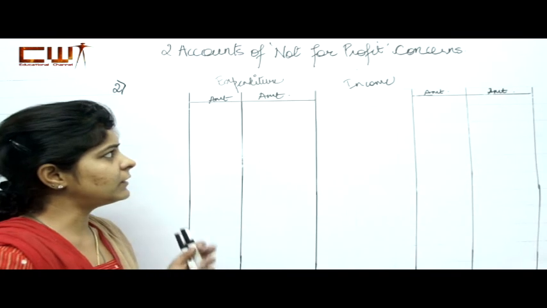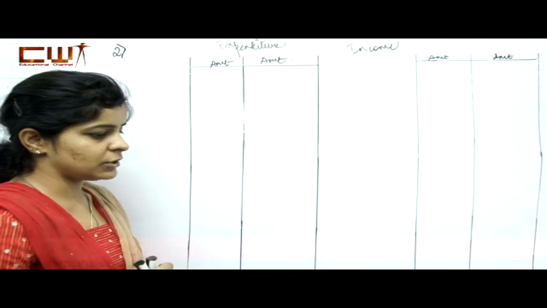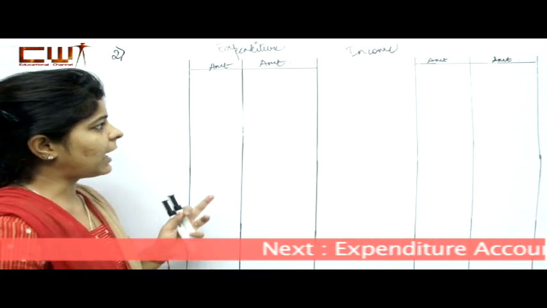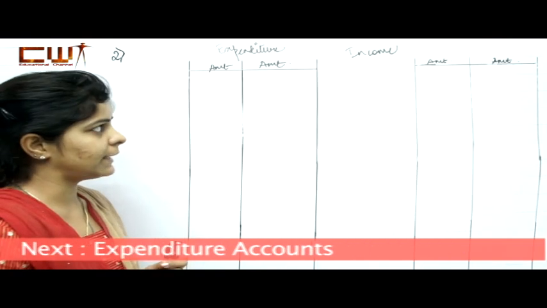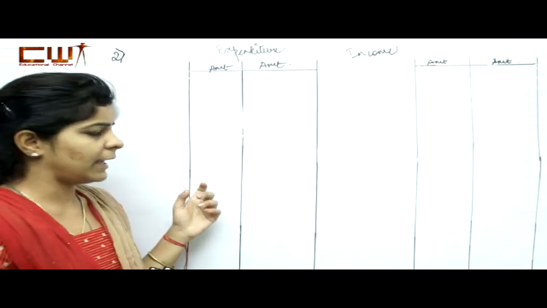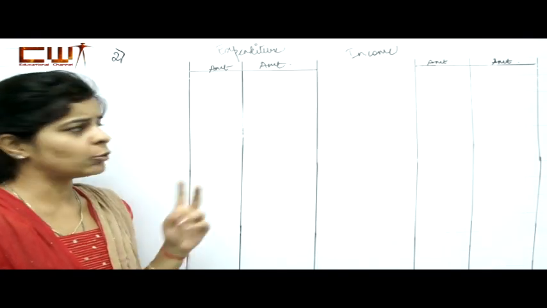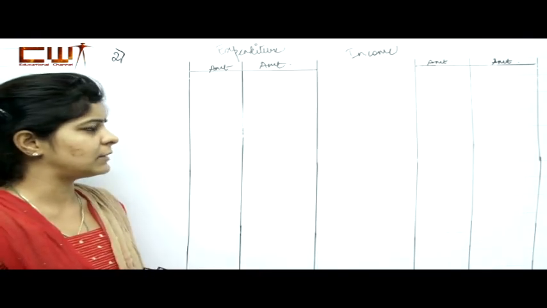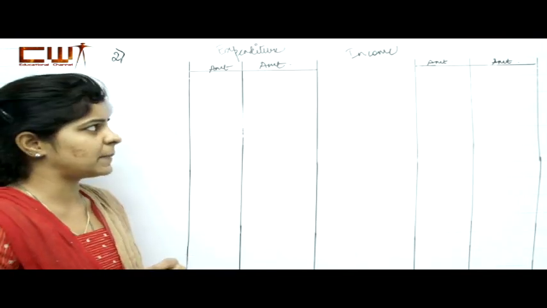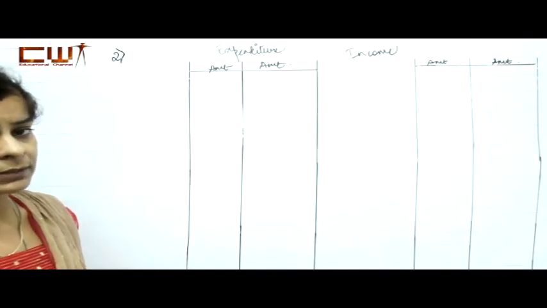After doing that, we will read the question and see what they have asked us to make. They have also given the balance sheet of the previous year, and they have asked us to make the accounts for the current year, and they have given the opening balance sheet also. So we have to make the income and expenditure account, and we also have to prepare the balance sheet. First we will make the income and expenditure account, and with its help we will make the balance sheet.